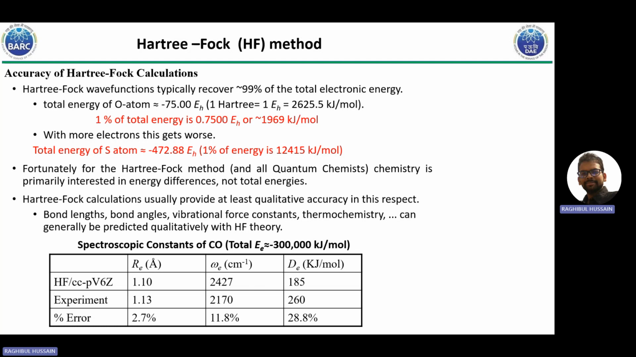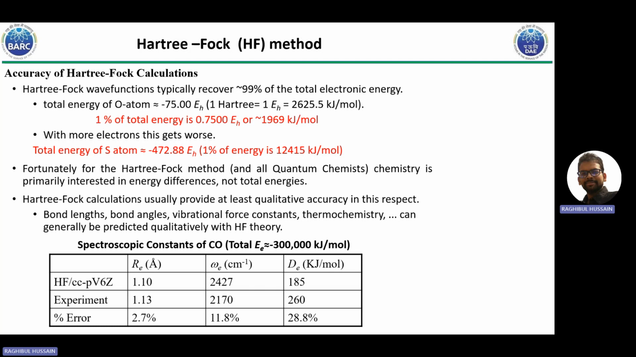Now, if a 1% energy error is there, suppose you are doing a calculation for a hydrogen atom, where the total energy is, let us say, 75 Hartree. 1% of that is basically how much? 1969 kilojoule. This is a huge amount.